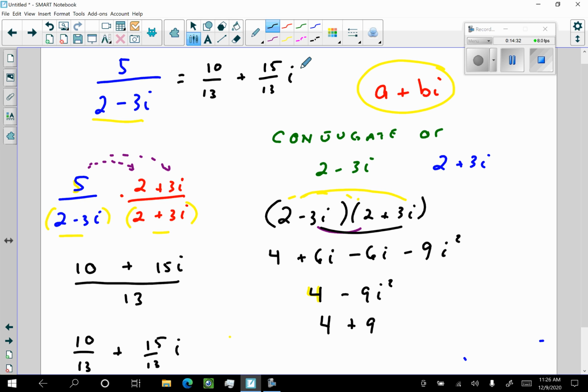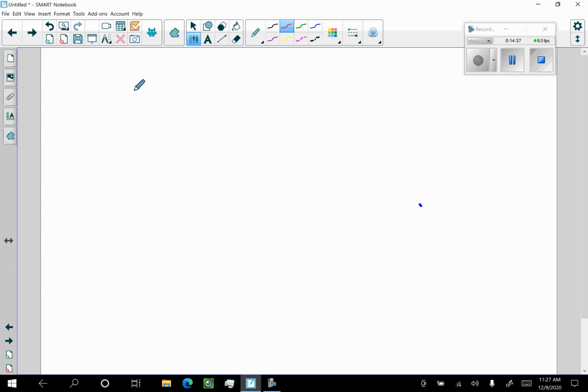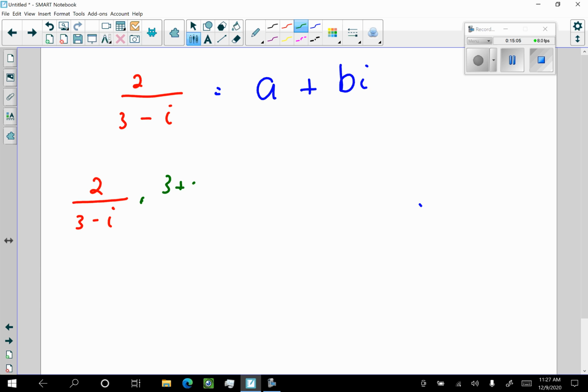Let's do another example like this. Okay, let's do a simpler, well, doesn't matter. Let's go 2 over 3 minus i. I want to write that as a plus bi. What am I going to do? I'm going to take this rascal and multiply the top and the bottom by the conjugate of the bottom. So I'm going to multiply that by 3 plus i over 3 plus i.